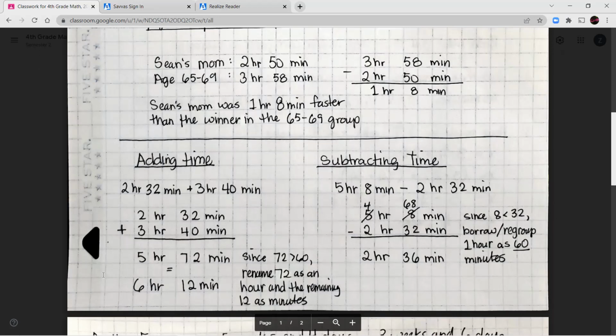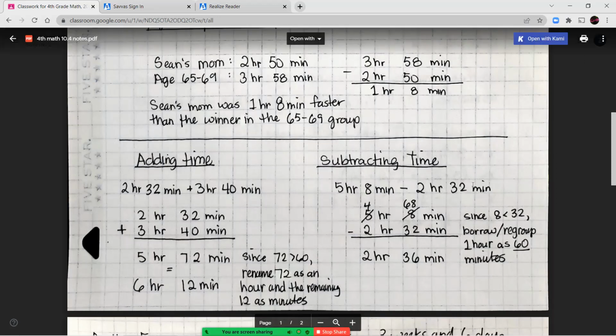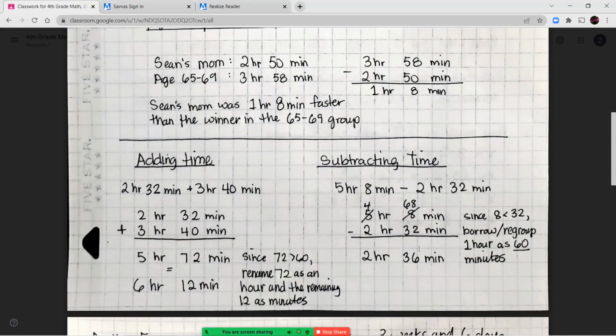So if I have 5 hours and 8 minutes minus 2 hours and 32 minutes, I'm going to stack them. I can't do 8 minus 32. That doesn't work. So I'm going to need to break one of these hours into minutes. Now I know 1 hour is 60 minutes.